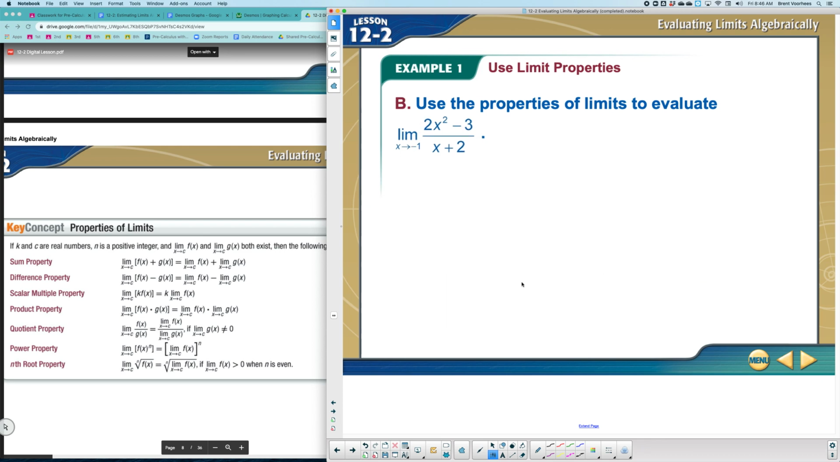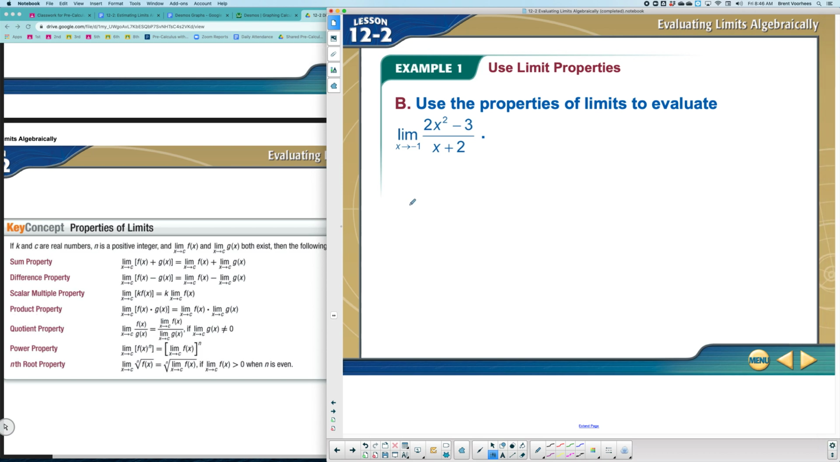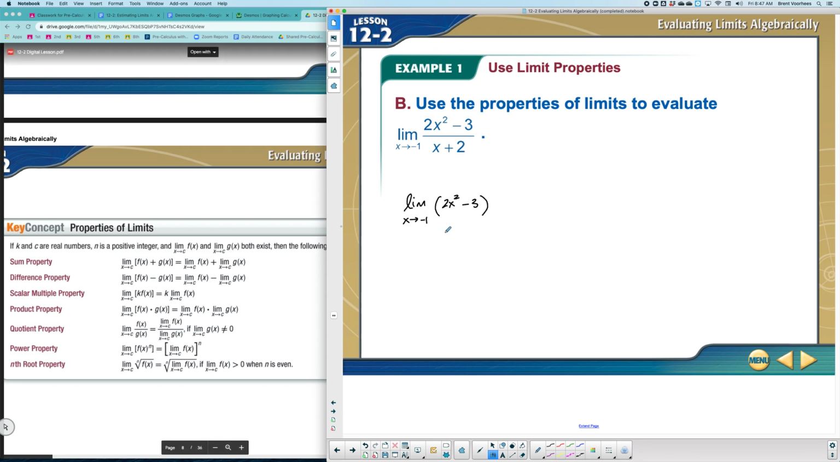Here's part B. It says use the properties of limits to evaluate this. And I'm going to walk you through the same limits. There is a quotient property, and I'm going to use that one first. It says the limit as x approaches negative 1 of 2x squared minus 3. The quotient property says you would just separate it and have each limit individually. So I can take this limit and divide it up individually. This is the quotient property.